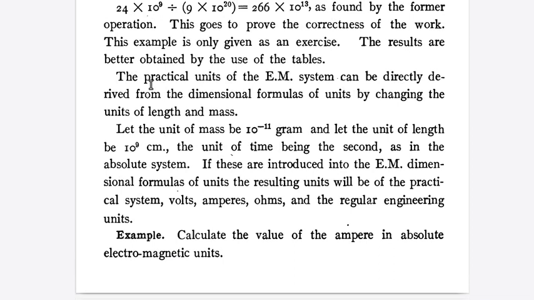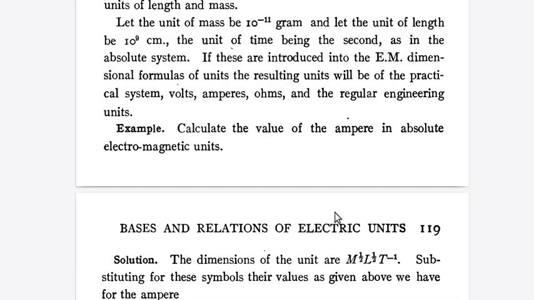Let the unit of mass be 10 raised to the power of -11 grams, and let the unit of length be 10 raised to the power of 9 centimeters, with the unit of time being the second, as in the absolute system. If these are introduced into the electromagnetic dimensional formulas of units, the resulting units will correspond to the practical system: volts, amperes, ohms, and other regular engineering units.